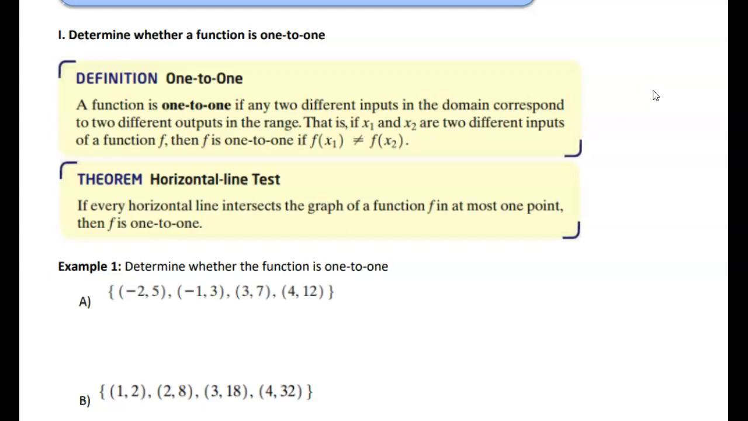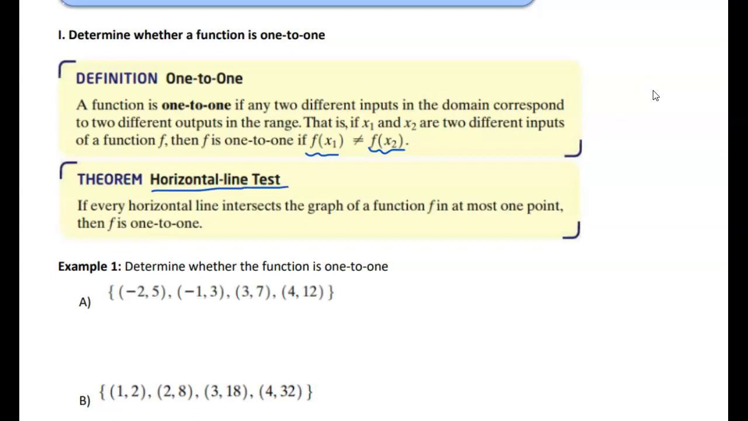So a function is one-to-one if any two different inputs in the domain correspond to two different outputs in the range. Right? So that is, if you have x1 and x2 are two different inputs of a function, then f of x is one-to-one if the output when you plug in x1 is always different than the output when you plug in x2 for any values in the domain. Right? So you can check this algebraically, but most often you check this using the horizontal line test.